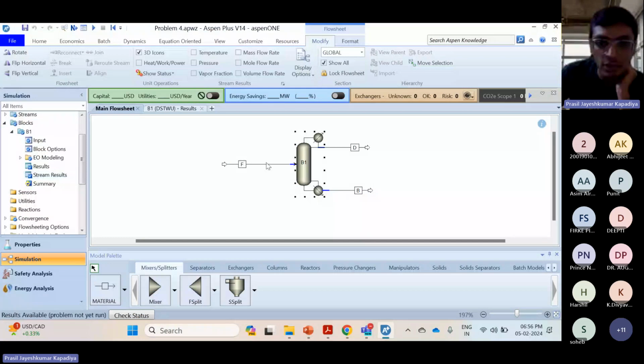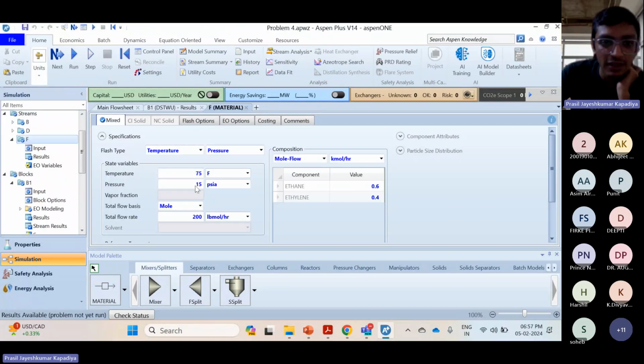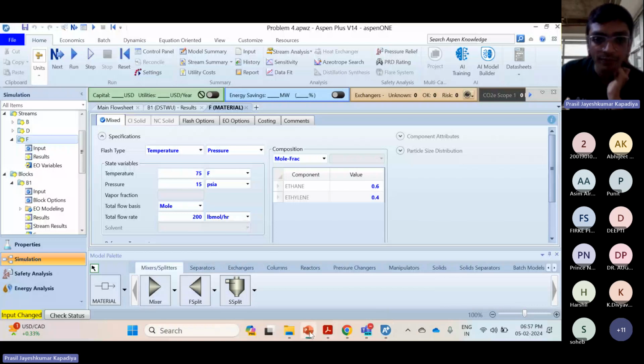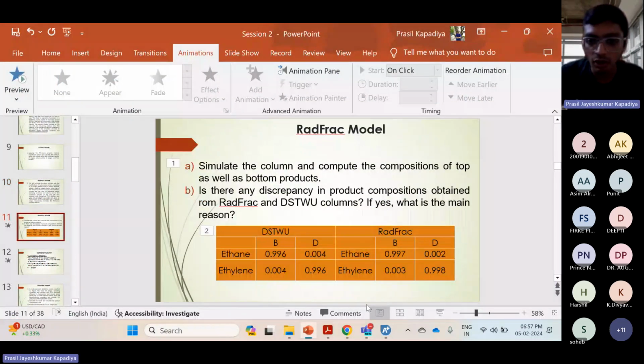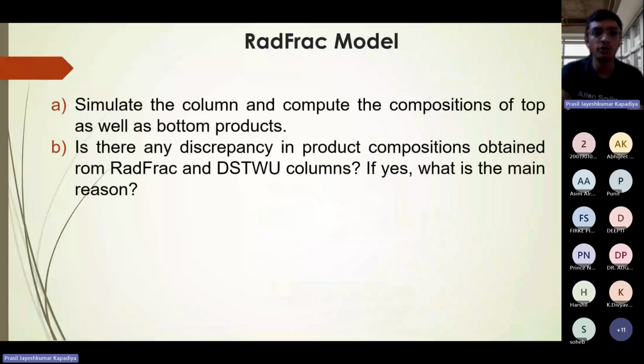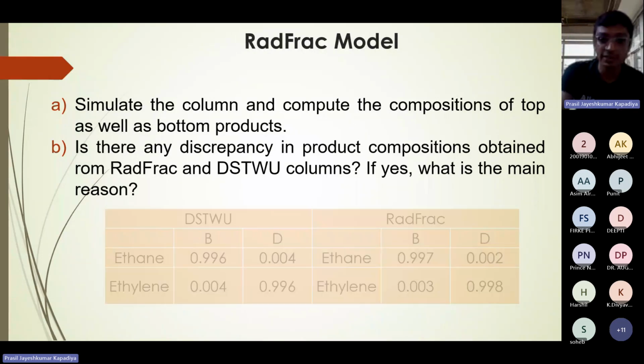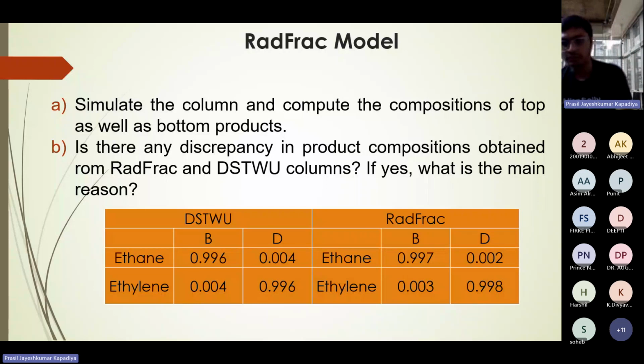There were some issues with the column that I simulated first with DSTWU. These were the conditions: 70 Fahrenheit, 15 psia. Here it's mole fraction, not mole flow. Now it's correct. We were asked to simulate the column and compute the composition of top as well as bottom products, which we did. Is there any discrepancy in product compositions obtained from RadFrac and DSTWU columns? If yes, what is the main reason? This is the composition that I have written. So there are discrepancies, right?